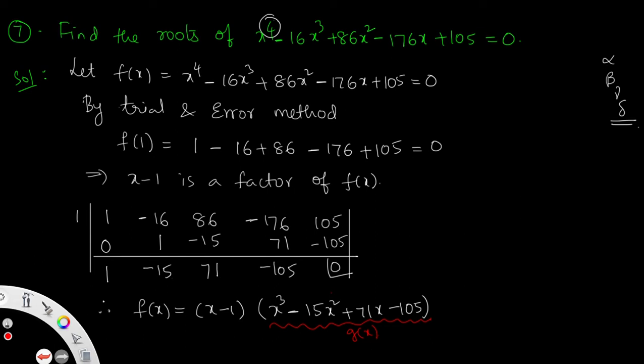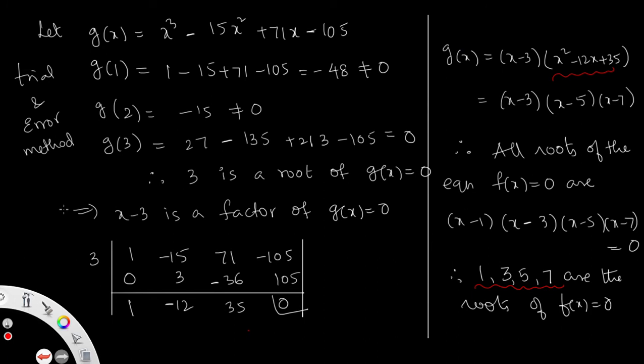In the same process, using the trial and error method, g of 1 is not equal to 0, and g of 2 is also not equal to 0, then g of 3 becomes 0. So 3 is another root of the given equation g of x equal to 0, and x minus 3 is a factor. By using synthetic division, you get remainder 0, and the remaining equation is x square minus 12x plus 35, that is x minus 5 into x minus 7.